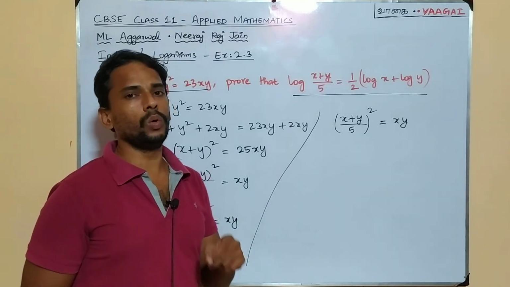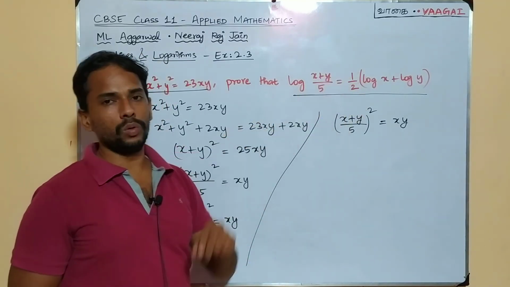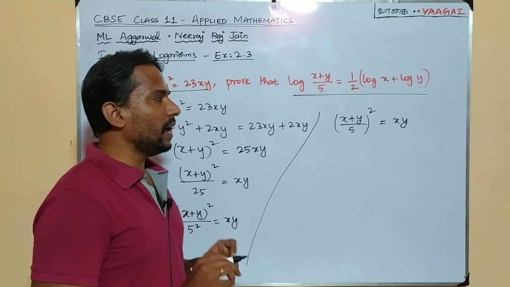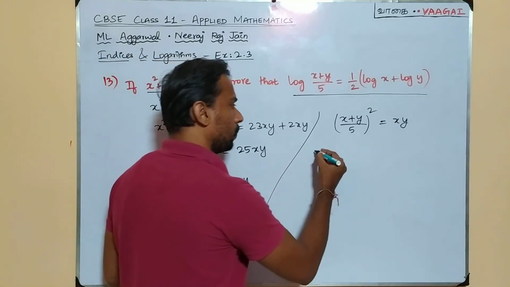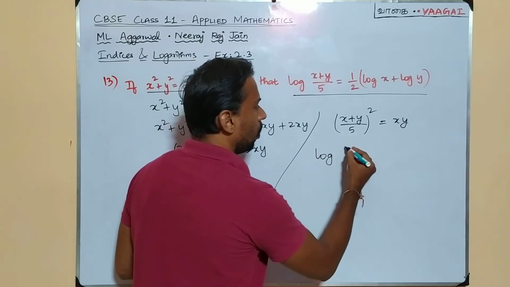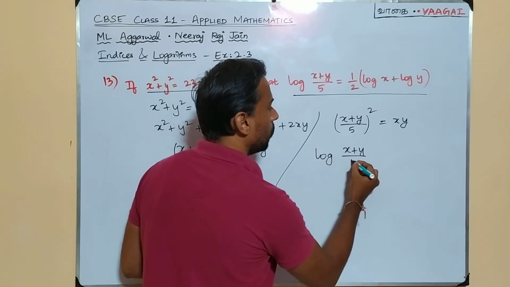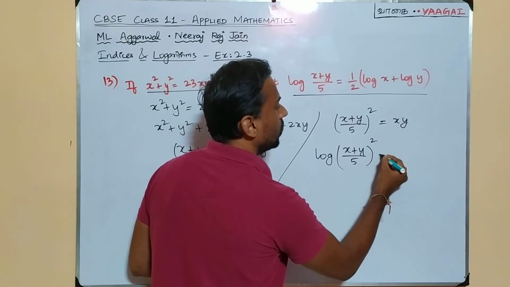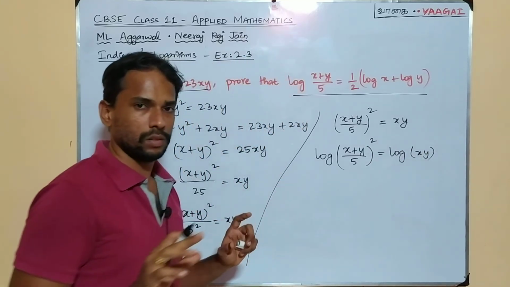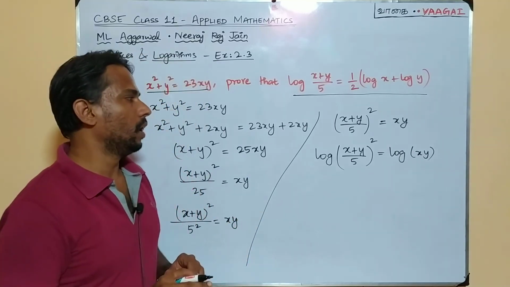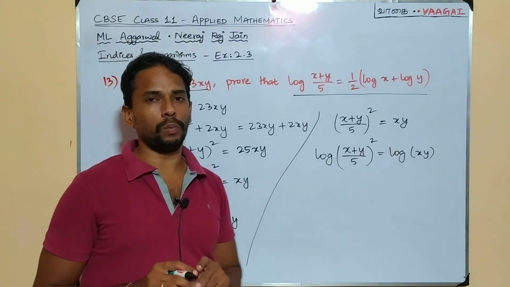Now we will introduce logarithm. We will take log on both sides. So when you take log on both sides, what happens? Both the sides will have log of (x plus y by 5) the whole square, and the right hand side becomes log of xy. This is what happens. Clear? Now we have applied logarithm on both the sides.